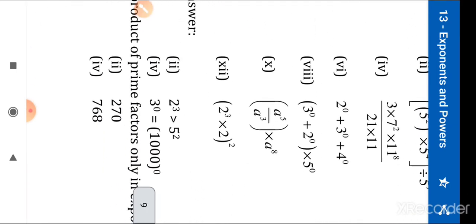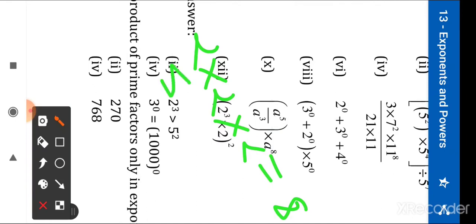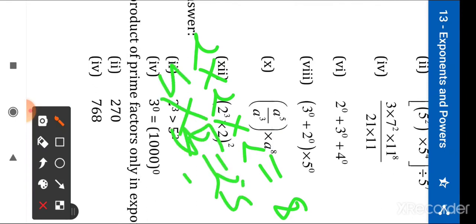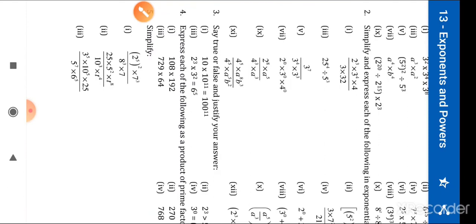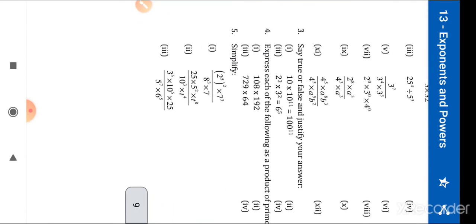Now our second question is 2 raised to the power 3 is greater than 5 raised to the power 2. 2 raised to the power 3 means 2 multiplied by 2 multiplied by 2, which is 8, and 5 raised to the power 2 means 5 multiplied by 5, which is 25, and we all know that 25 is greater than 8, so this statement is again incorrect. In this manner you can solve its remaining parts.